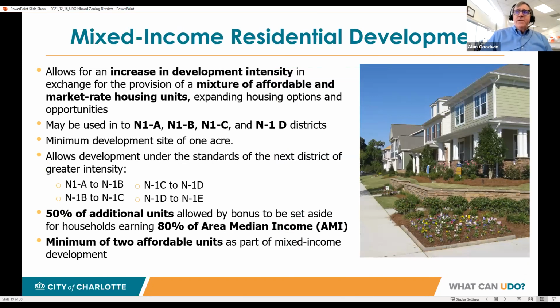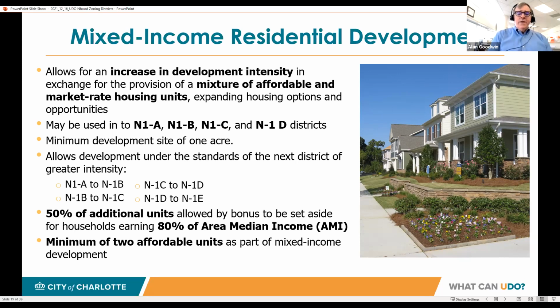The mixed income residential development is also available in those zoning districts. And the way this works is that under this, you would be allowed to develop under the standards of the next most intense district. So in other words, you'd be able to get more dwellings onto the site by using this option. So if your zoning district is N1A, you could develop under the N1B standards. If your zoning is N1B, you could develop under the N1C standards and so forth.